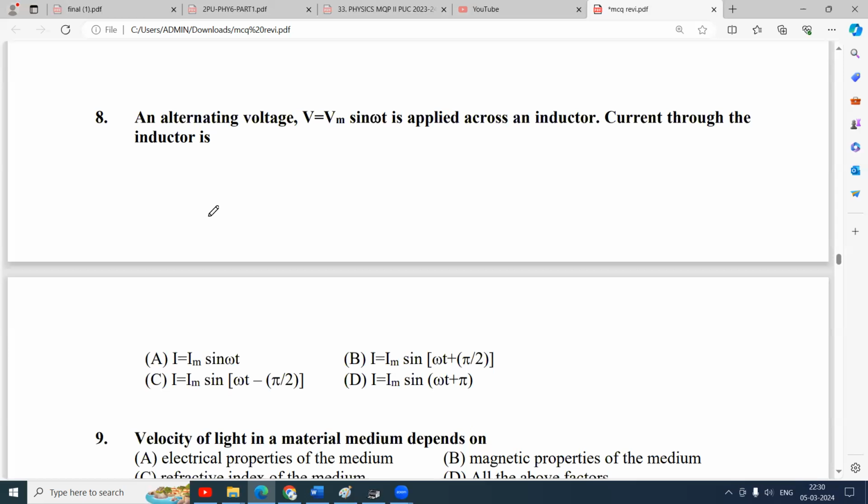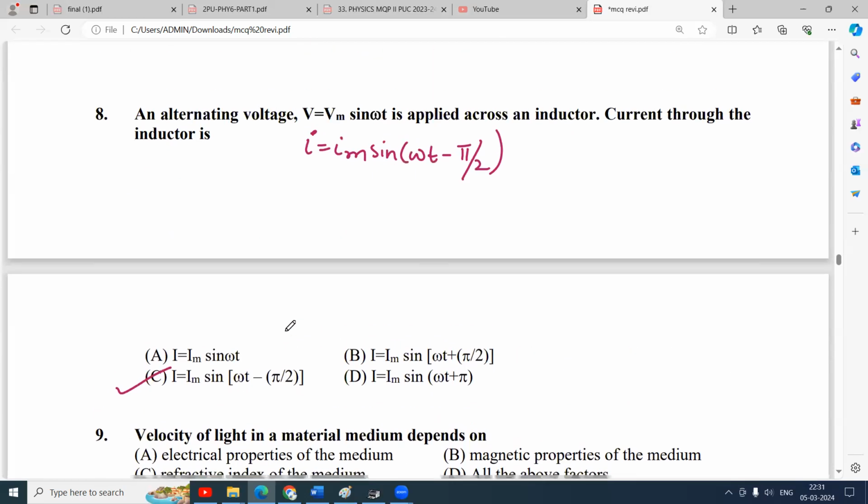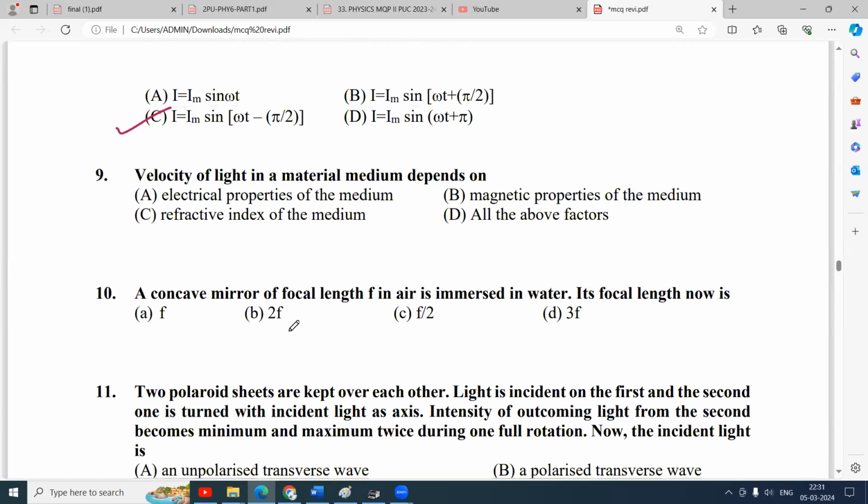An alternating voltage V equal to Vm sin omega t is applied across an inductor. Current through the inductor is, you know that current through the inductor should be lagging behind the voltage by pi by 2. I is equal to Im sin (omega t minus pi by 2). It should be lagging behind. I equal to Im sin (omega t minus pi by 2). Yes. Okay. Right.